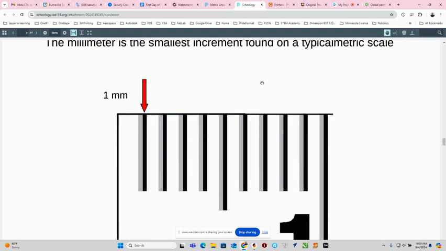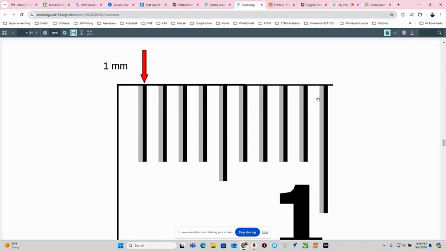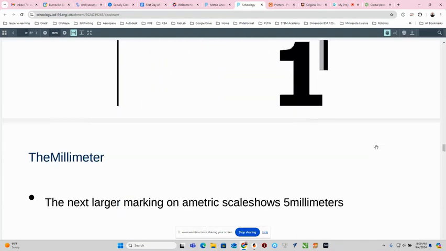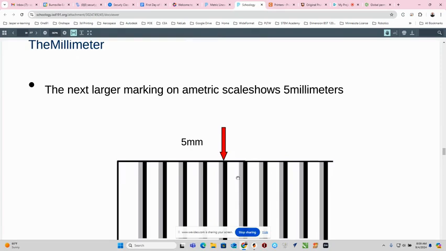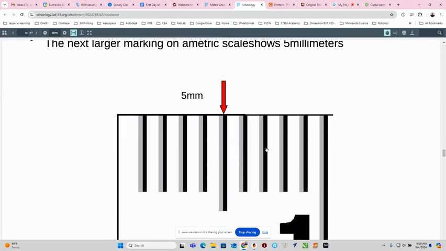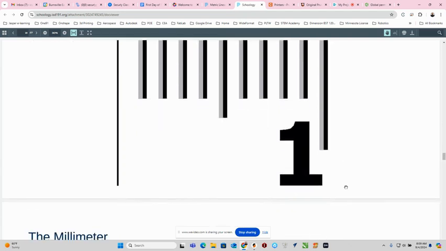So the millimeter is the smallest. So there's 1, and so there's 10 of them in here up to 1. This one's 5 millimeters, and then 6, 7, 8, 9, and then 10 millimeters or 1 centimeter. Generally, you would write 1 centimeter. You wouldn't write 10 millimeters.